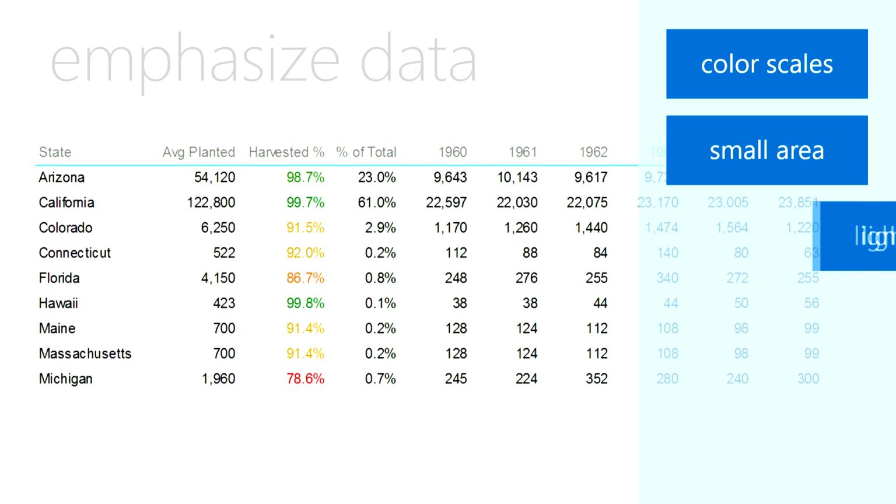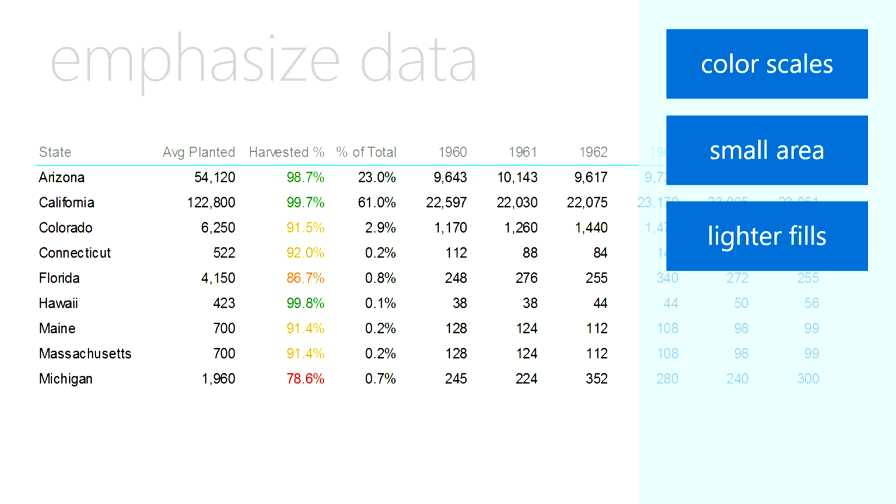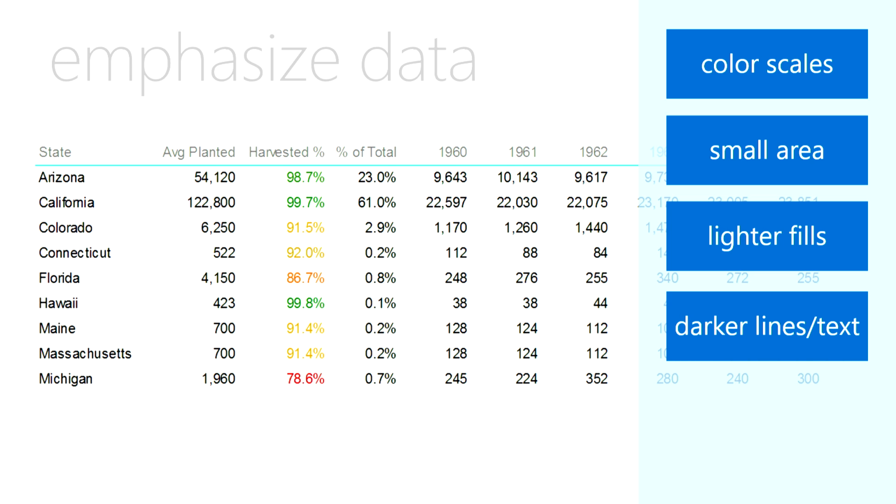So some guidance here would be if you're going to use a fill, like a background color, to do conditional coloring, then you want to choose a lighter color so that your darker text stands out on top of it and has enough contrast. Whereas if you're coloring lines or text, you want those colors to be darker so that they have contrast over a lighter background.